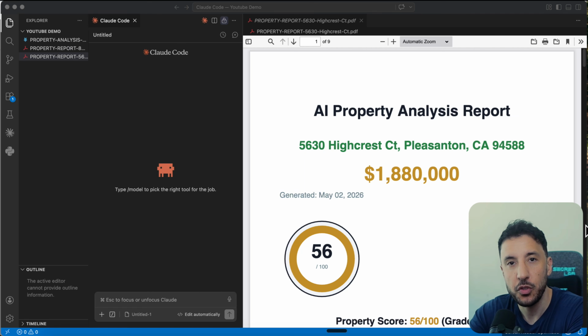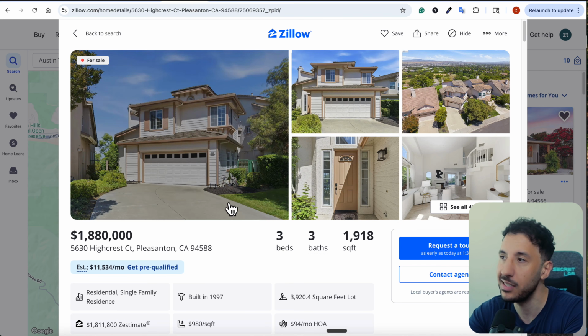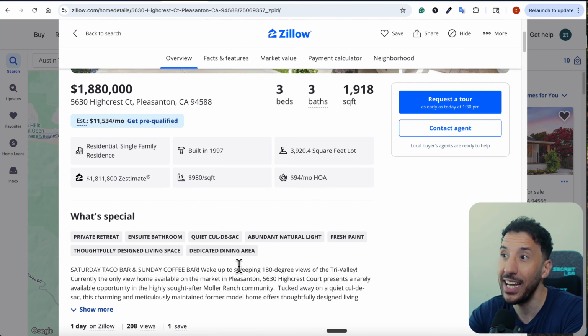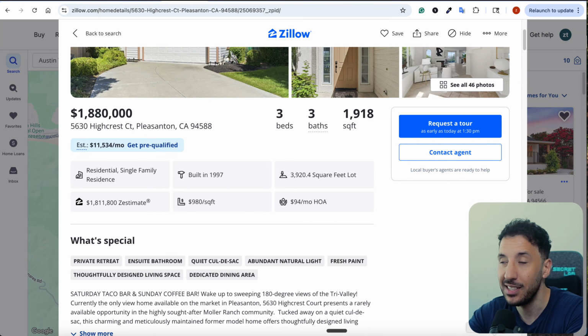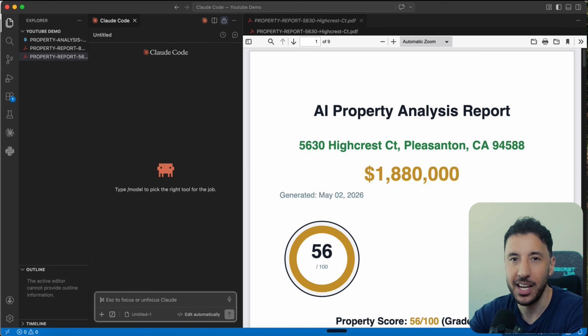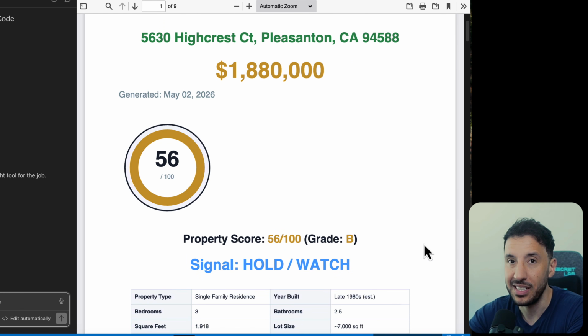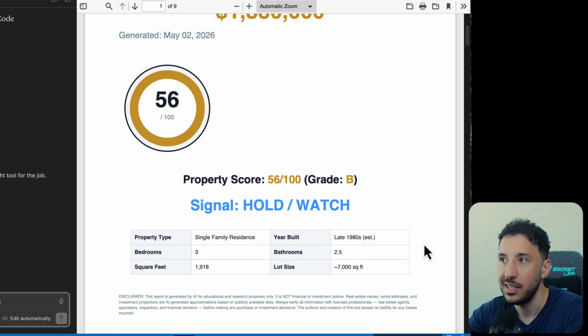Now, before I show you how this works and how to install this for free, I'm going to show you what this produces because it's absolutely incredible. I ran this one command on a real property listing in the Pleasanton, California area, which is a house for $1.88 million, and it generated this entire report. Again, this is kind of on the upper end. I'm going to also run this on a cheaper house as well, so that way you can see the difference. But for this particular one, it scored the property 56 out of 100, grade B. Signal is to hold and watch, not a buy, but let's see why.